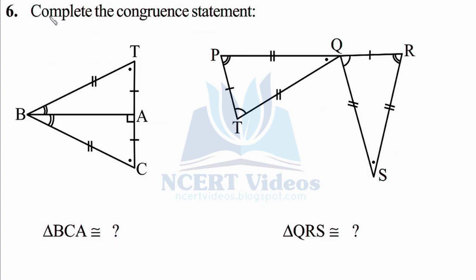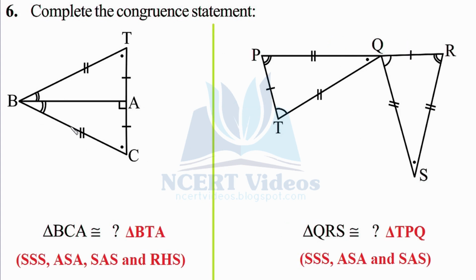Question sixth. Complete the congruence statement. Triangle ABC is congruent to what? And triangle QRS is congruent to what? Again, in this question, we have to find the congruency relationship. First case is triangle ABC is congruent to which triangle here? Well, if you observe these both triangles, that is triangle BCA and BTA, you observe that this side is common to both of them, this side is given, and this side is also given equal.